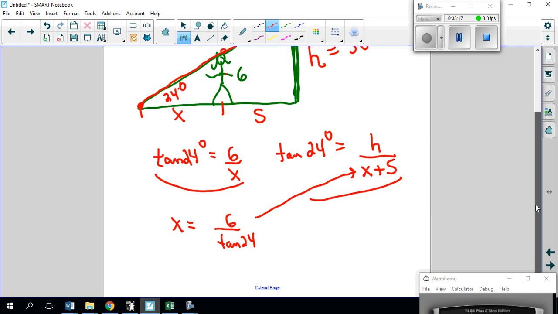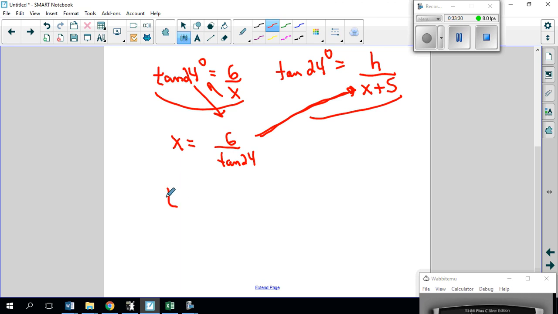So if tangent of 24 is 6 over x, I solve for x, and that's 6 over tan 24. So you plug that in there, and we're creating kind of a mess here. It doesn't bother me, but this h, I had to give you that h. So when you're working your MML, pay attention.